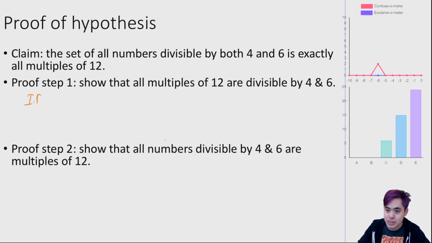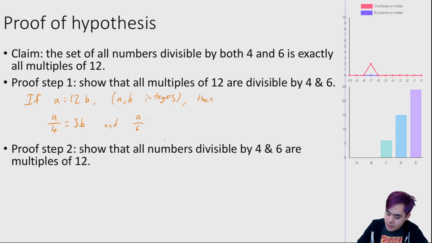It's the same sort of reasoning as before. If a is equal to 12b, where a and b are integers, so we're only going to work with integers for this section of class. Well, that's not quite true, but let me say that explicitly. Then we know that a over 4 is equal to 3b, and a over 6 is equal to 2b, so a is divisible by both 4 and 6.